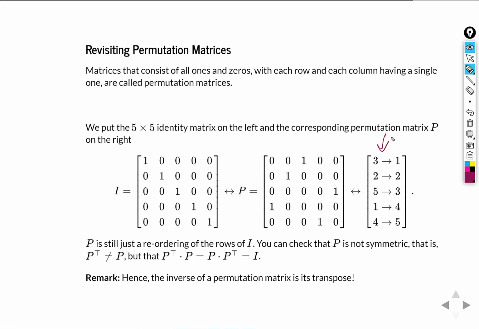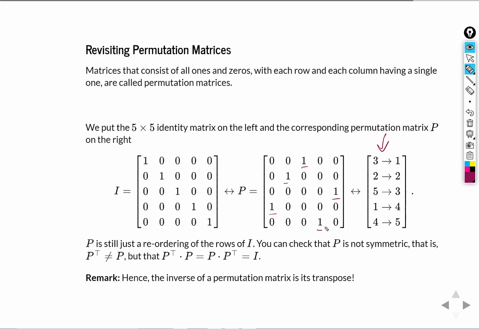The third row becomes the first row. The second row remains as the second row. The fifth row becomes the third row. The first row becomes the fourth row, and the fourth row becomes the fifth row.